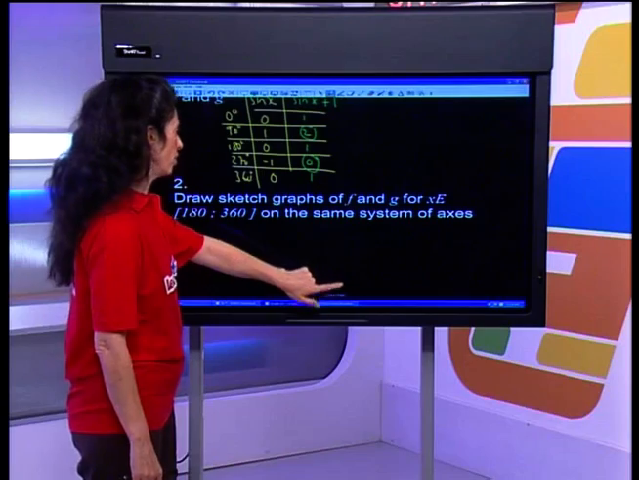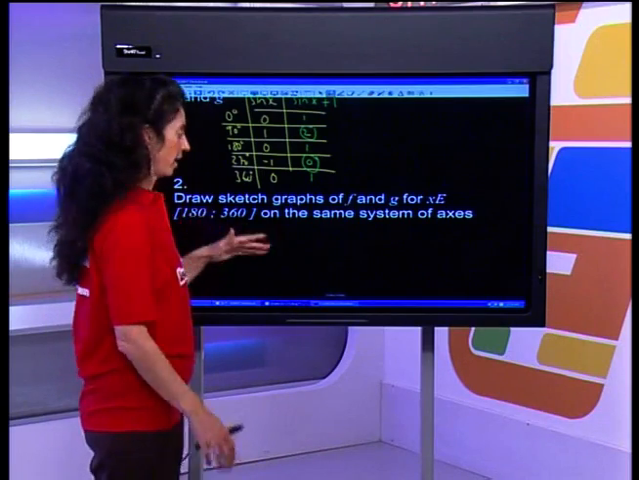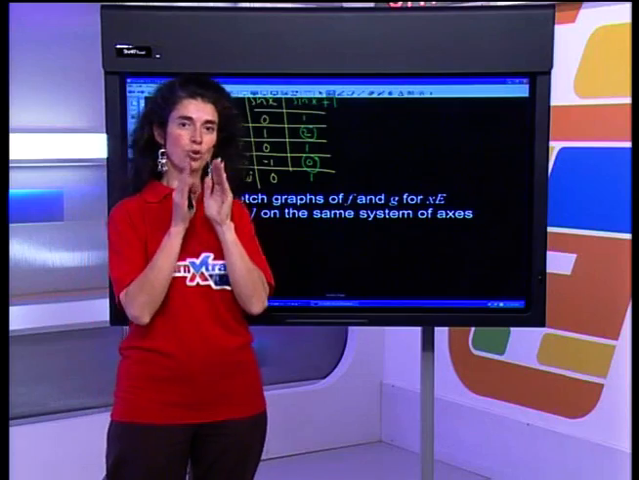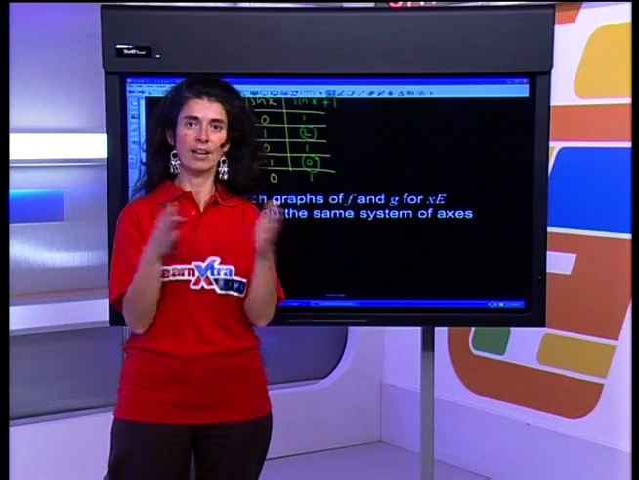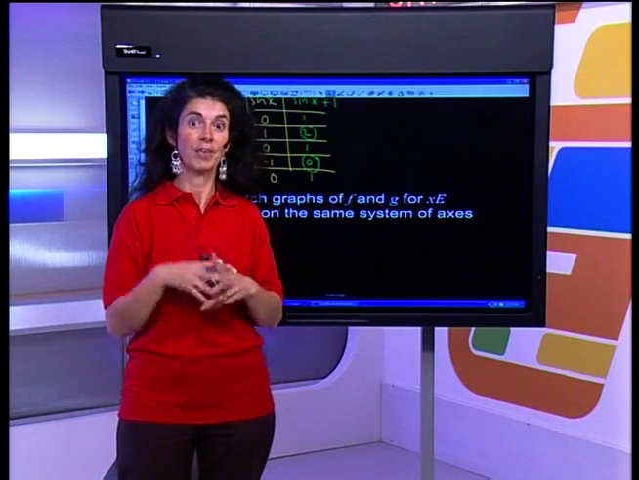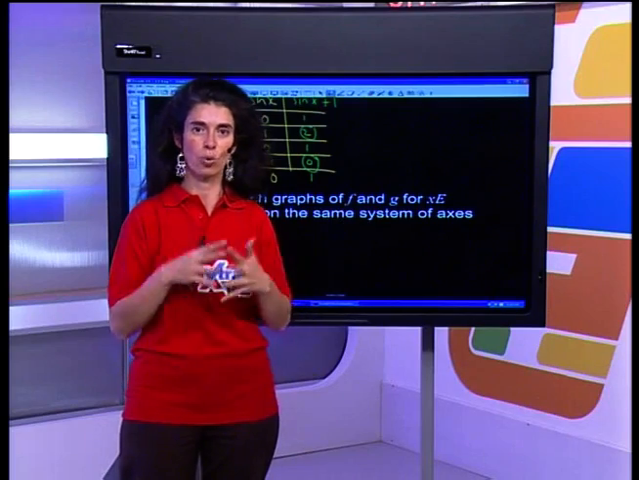Now, I wouldn't suggest that you look at this domain and start there. I would suggest that you always have an overview of what this graph's shape is looking like across its period, and then go back to the domain and sketch it accordingly.